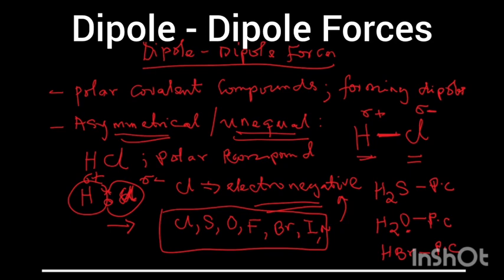HBr is also polar covalent. So once you know those compounds that can form polar covalent, that are electronegative, then you can say they will form what? Polar covalent compound. So you can only find dipole in what? Polar covalent compound, because they are going to give you a dipole.